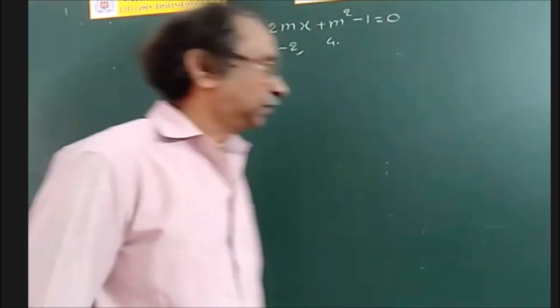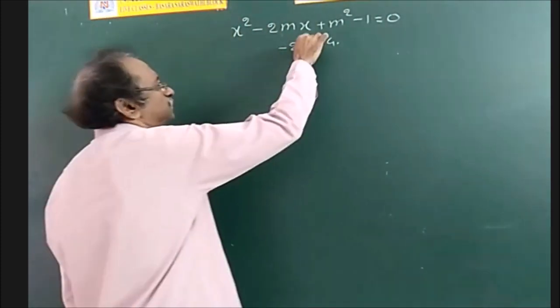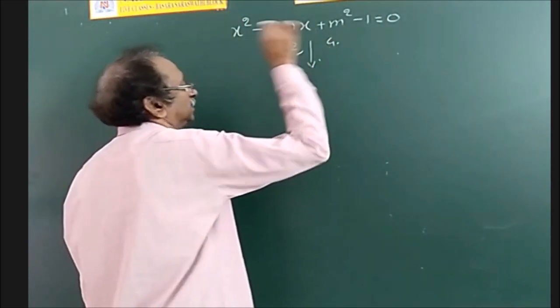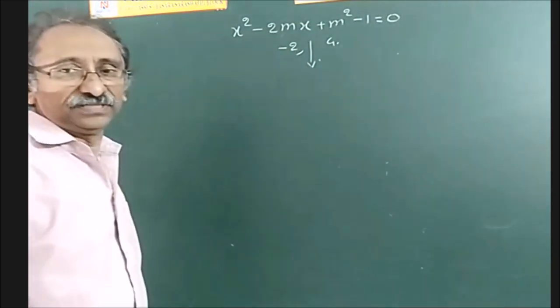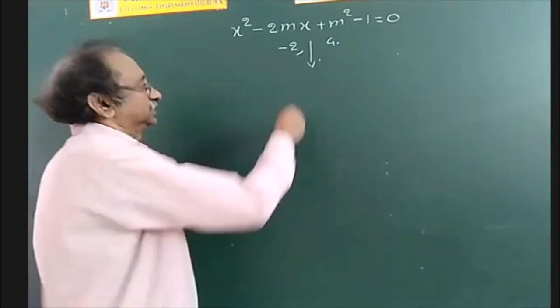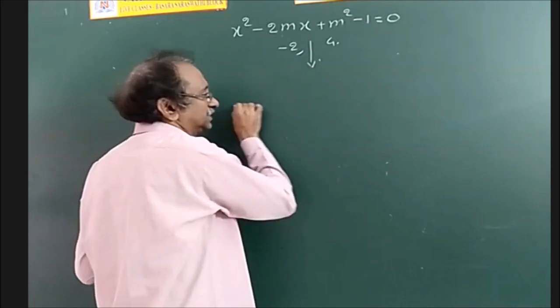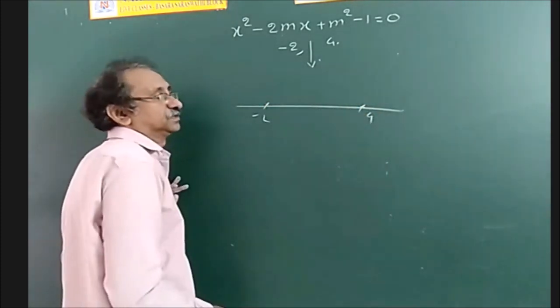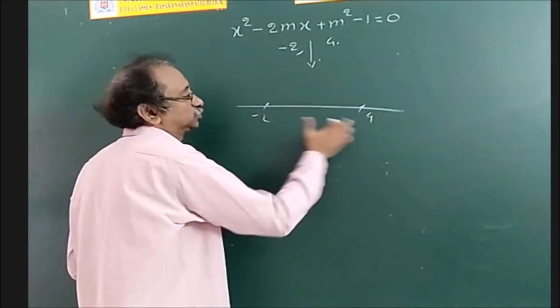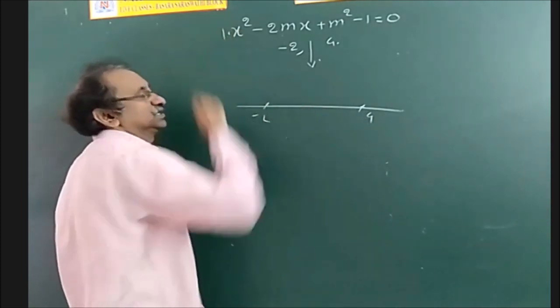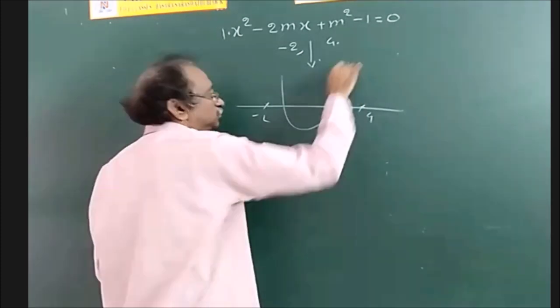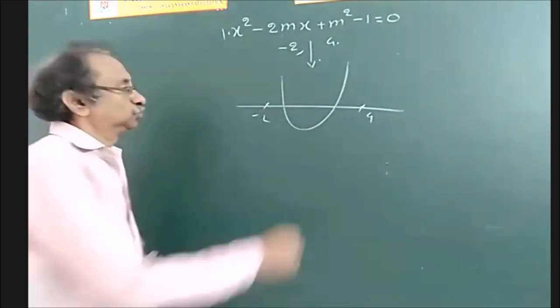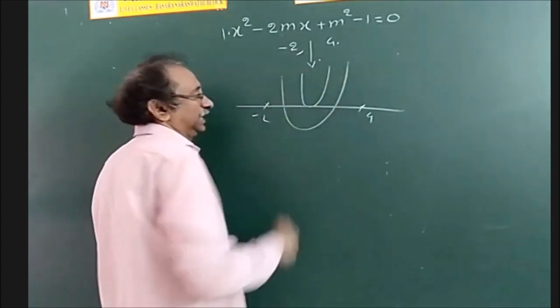So, what is the condition? The roots must lie in between minus 2 and 4. Yesterday we have given some conditions, so don't do this, just listen first. The roots are in between these two numbers, and the x square coefficient is positive, so definitely the parabola opens upwards. The roots may be equal also, so it may be like this also.